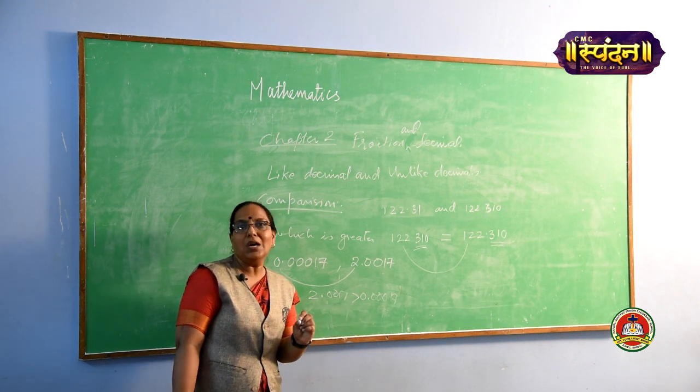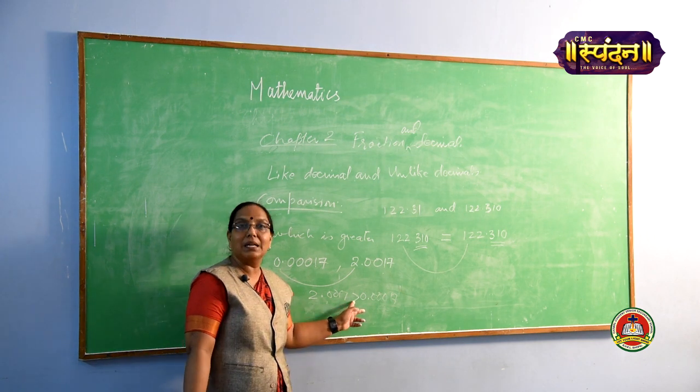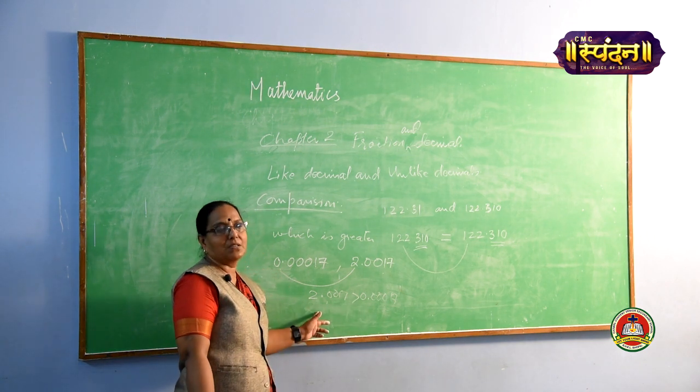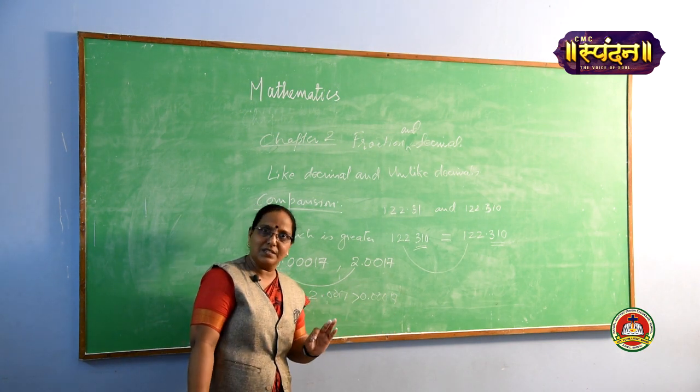But remember, you should mark it with the sign. Don't use a comma or write the spelling of greater or smaller; use the mathematical sign to show that this number is greater or this number is smaller. Clear? Always use the sign.